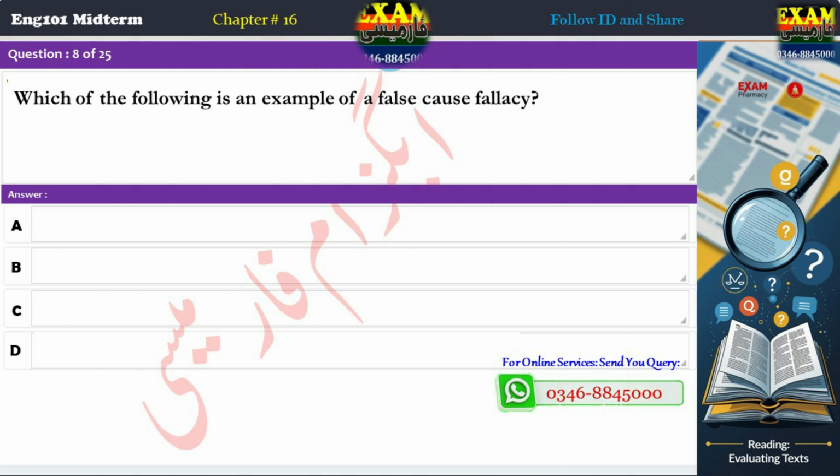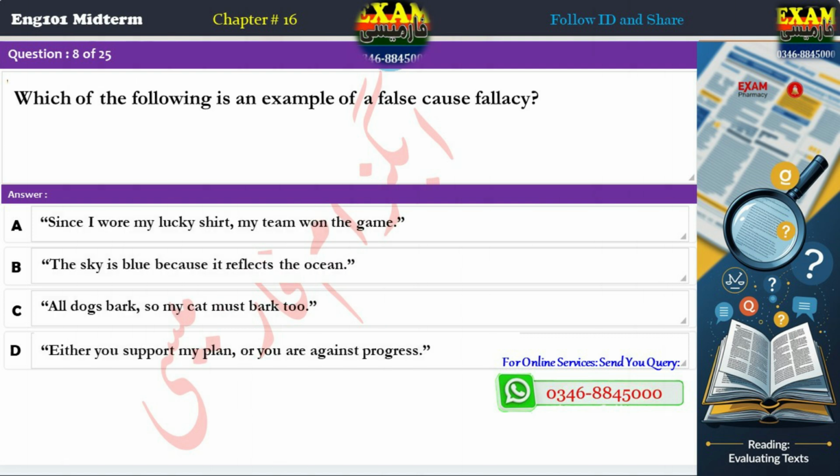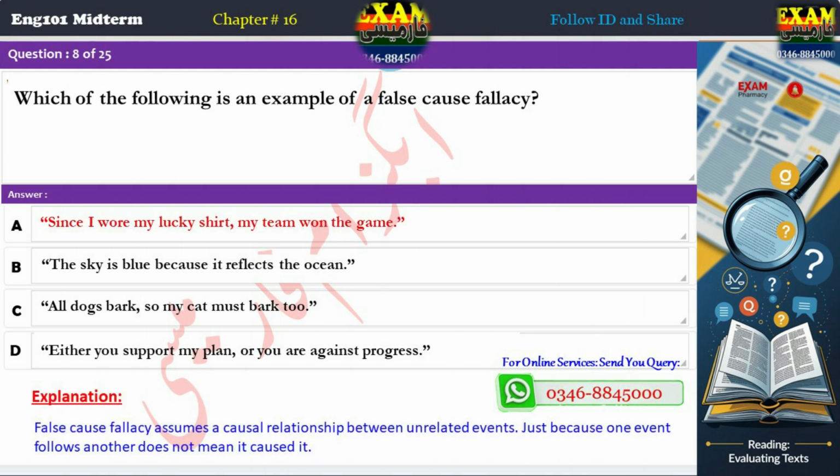Question 8. Which of the following is an example of a false cause fallacy? A. Since I wore my lucky shirt, my team won the game. B. The sky is blue because it reflects the ocean. C. All dogs bark, so my cat must bark too. D. Either you support my plan or you are against progress. Correct answer: A. Since I wore my lucky shirt, my team won the game. Explanation: False cause fallacy assumes a causal relationship between unrelated events. Just because one event follows another does not mean it caused it.